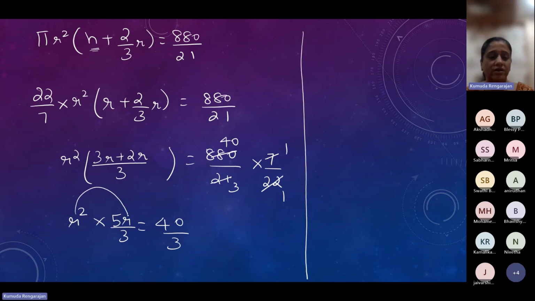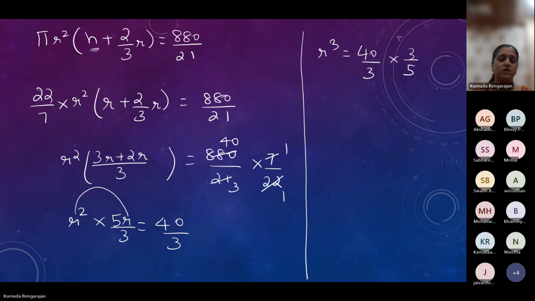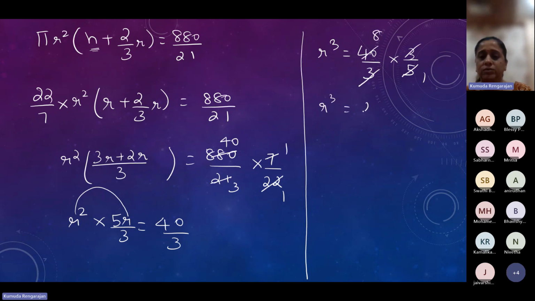Now R square into R is R cubed, equal to 40 by 3, and 5 by 3 goes to the other side as 3 by 5, the reciprocal. So now 3 by 3, 5 ones are 5, 5 eights are 40. So R cubed is equal to 2 cubed, so R is equal to 2. The radius of the cylinder and the hemisphere is 2 meters.